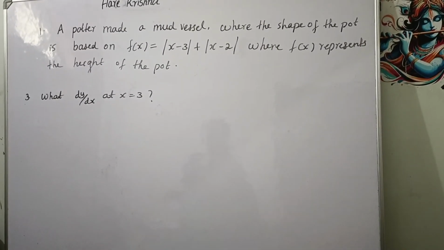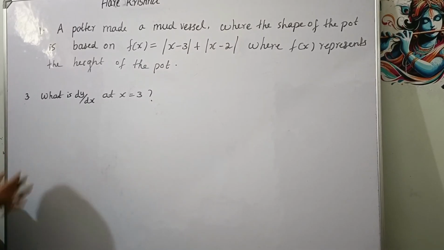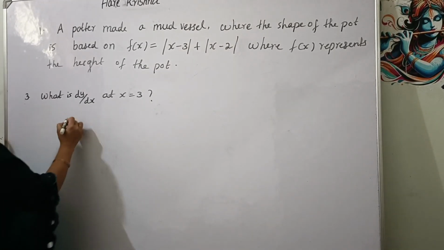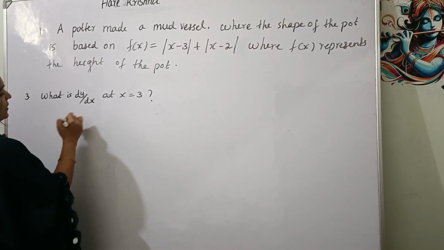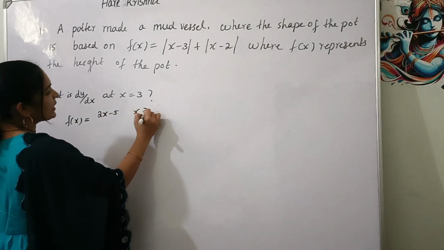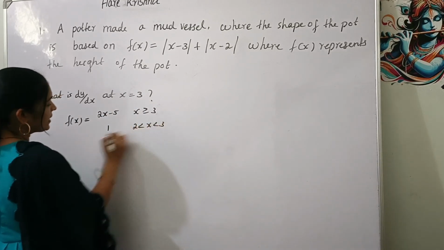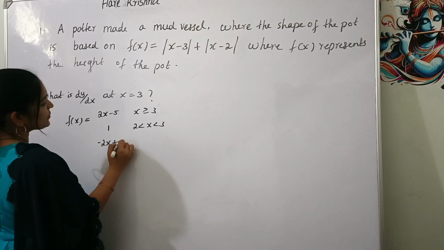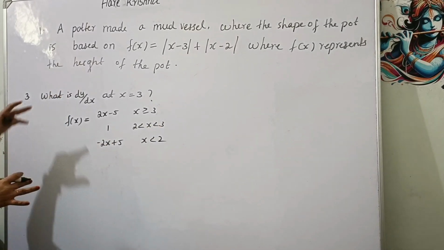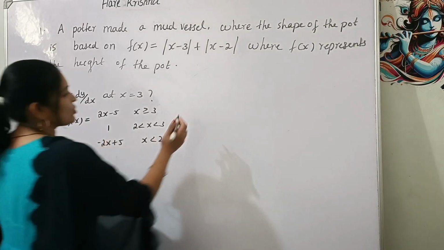Third question. What is dy by dx at x is equal to 3? So first of all, let's write the redefined function. f of x is equal to 2x minus 5 when x is greater than or equal to 3. 1 when 2 less than x less than 3. Minus 2x plus 5 when x less than 2. Now here we need to find dy by dx, means derivative, that is f dash of x.